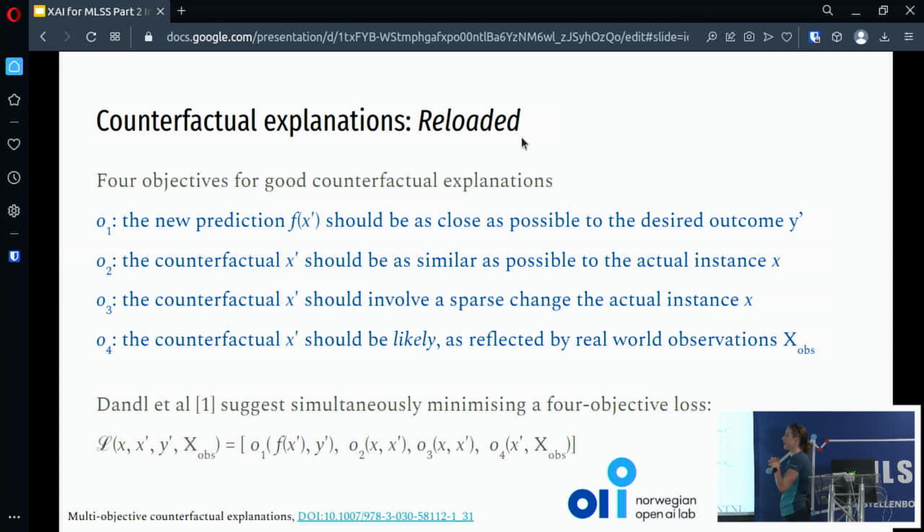Also, the counterfactual, and I think this is so important, should be likely, right? So saying something like, you can remain who you are, but you need to change your gender, that is very unlikely, right? So into this loss that you minimize when looking for the counterfactual explanations, you should have some real world observations, capital X, that tell you about which instances we can ask people to try to turn into. Okay, and as far as I know, now I don't work on counterfactuals, this is the state of the art when searching for counterfactual explanations: this huge loss with 4 terms that all have to be optimized at the same time.